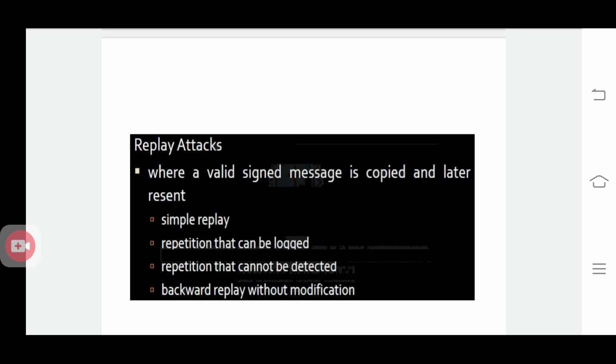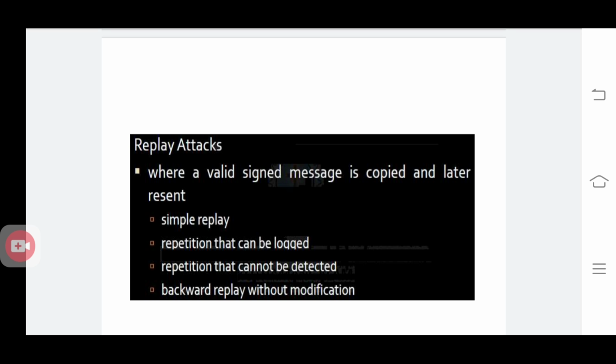Repetition that cannot be detected means we have an original message that has been suppressed and does not arrive at the destination. Only the replayed message arrives, that is, the copied message arrives at the destination, not the original one. That means the receiver has no idea about the original message and only sees the replayed messages. There will not be any duplication at the receiver side, so the receiver can't understand whether it is an original or a replayed message. That is repetition that cannot be detected.